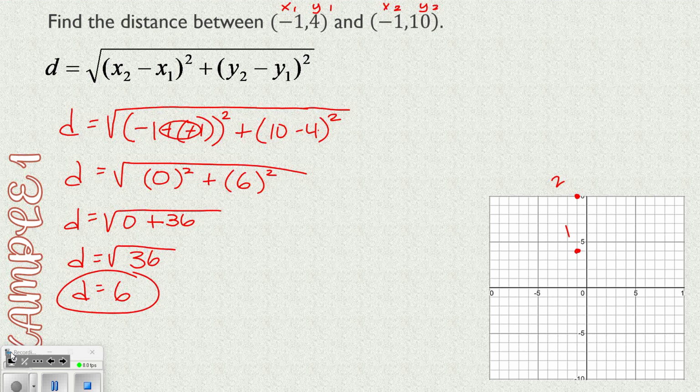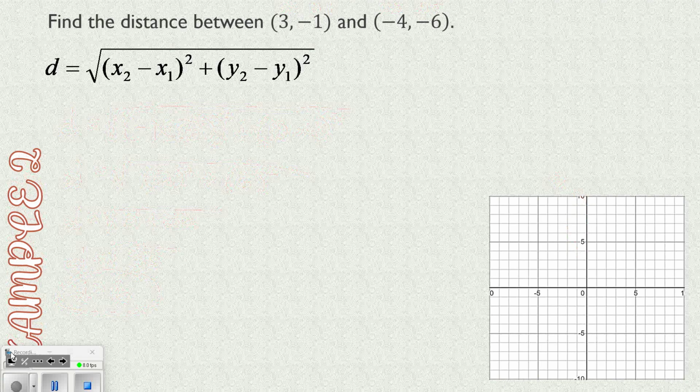Now look, if I went from point 1 to point 2, count up 1, 2, 3, 4, 5, exactly 6 blocks. So that's kind of a confirmation that the distance between those 2 points is 6 units.